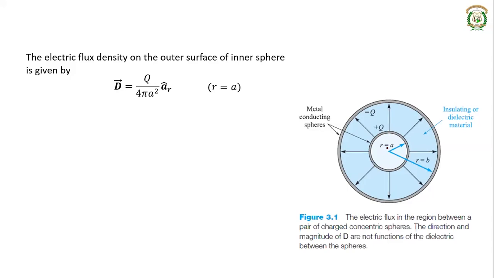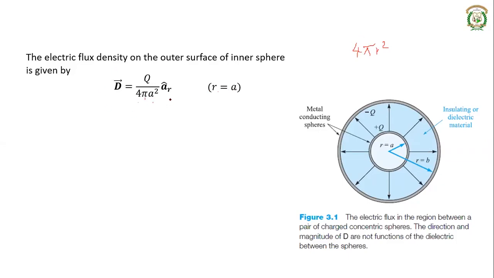The charge is q divided by the area of the surface of a sphere. What is the area of the surface of a sphere? That is 4 pi r square. Your r is a, right? 4 pi r square is the area of the surface of a sphere. In this case, r is equal to a. That's why it is 4 pi a square.